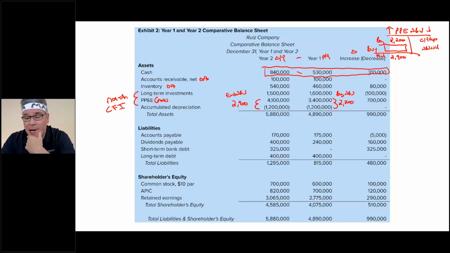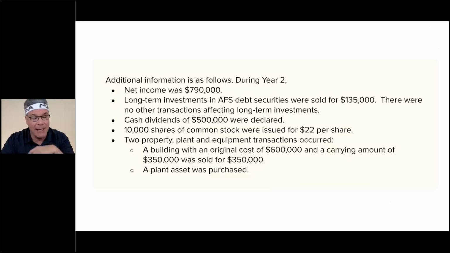Current year depreciation is always per your income statement. So let me see, did they give me an income statement? So the next thing you're looking for is, hey, did they give me income statement information? I see my net income. Okay, I see long-term investments, cash dividends, stock, PP&E.